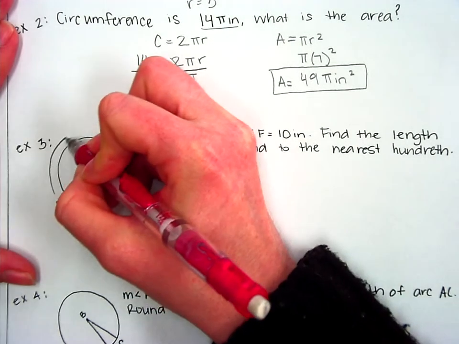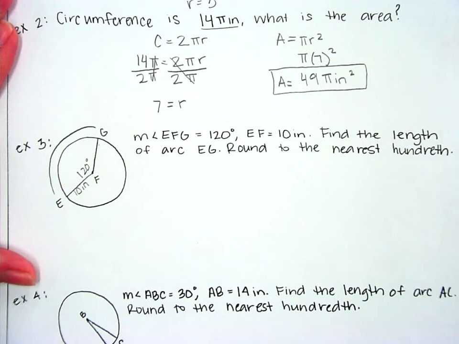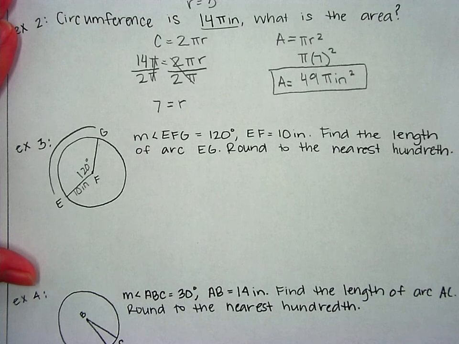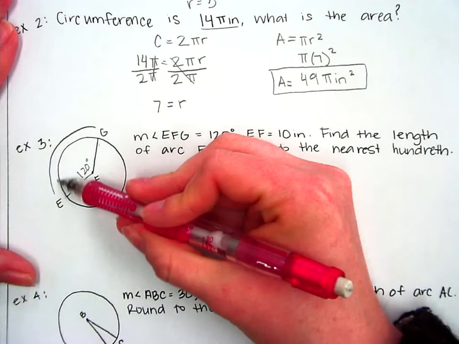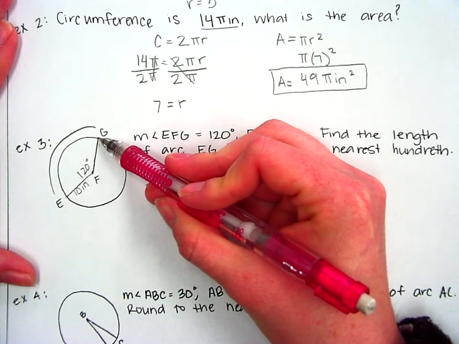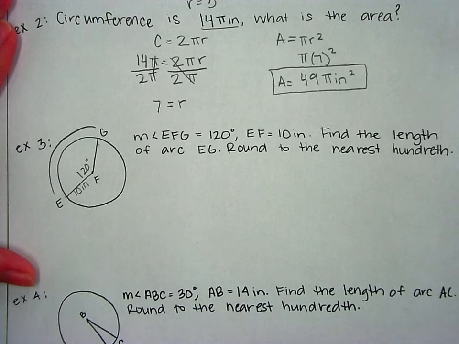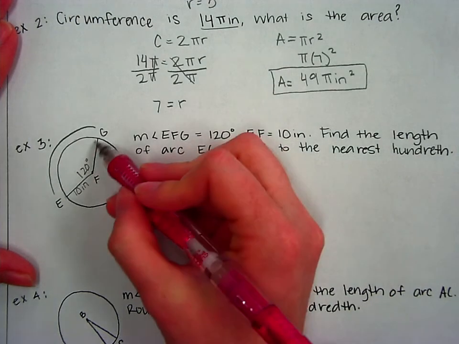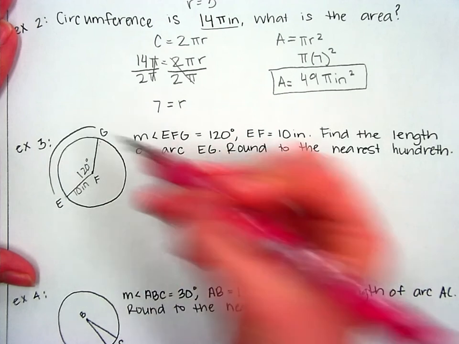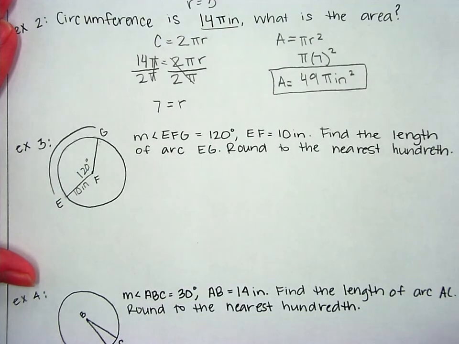This is the arc EG. So they don't want the full circumference of the circle. They only want this part of the circle. So part of the circumference. So I'm going to be using the circumference formula because we're talking about the outside measurement of a circle, but we only want that part of the circle.